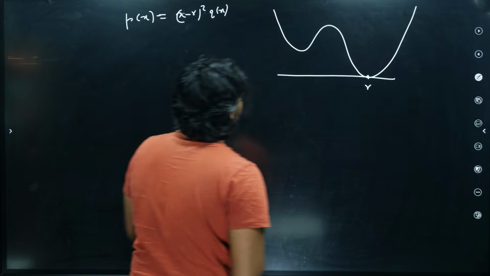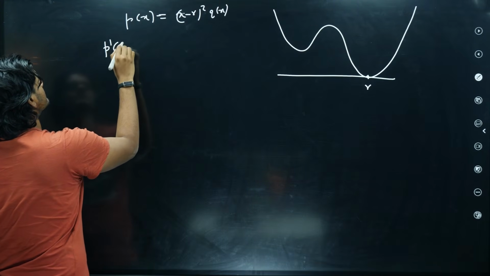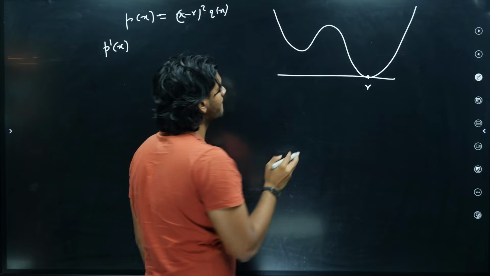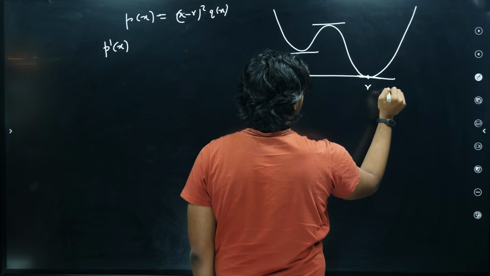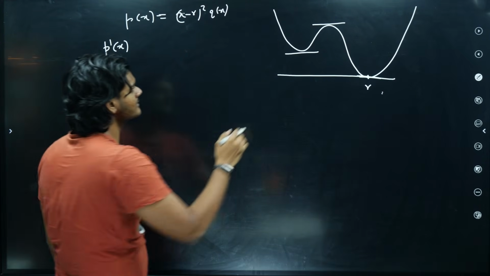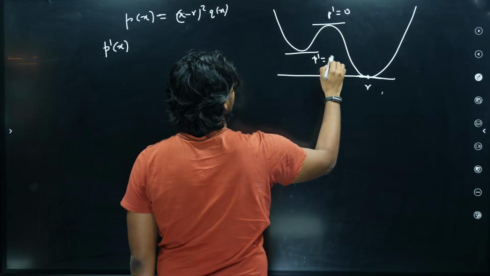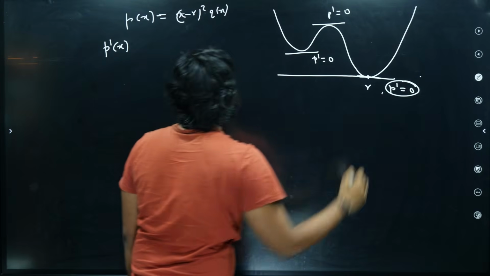Now, if you look at p dash of x, where would be the roots? One root here, and x minus r will also give another root. So here also p dash is 0, here also p dash is 0, here also p dash is 0. That is important to note.